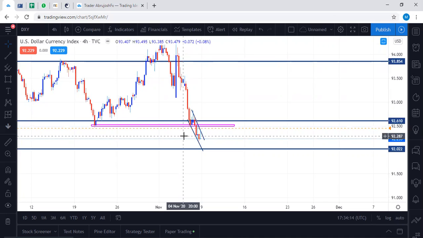And whenever the market goes in a descending channel, there is a possibility for price to reverse. It's more like a reversal chart pattern.